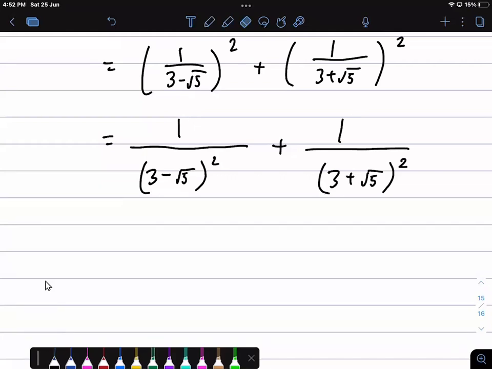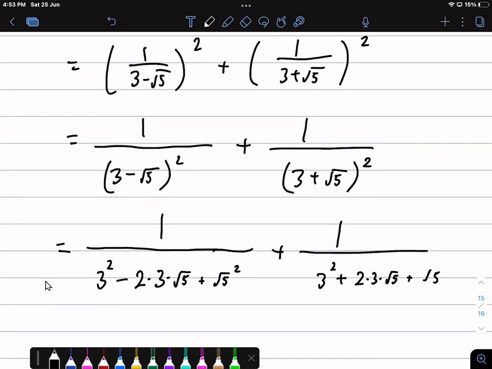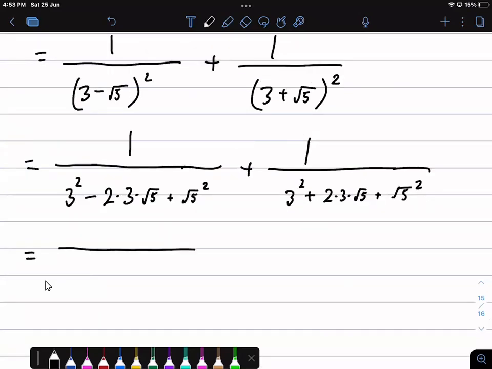Okay, I'll just get rid of the square. Then we simplify this. So 3 square minus 2 times 3 times root 5 plus root 5 square. A square minus 2ab plus b square. Same thing with the other guy. You can simplify straight away, but I'm just doing it step by step in case I make any careless mistakes. 3 square is 9. Root 5 square is 5.